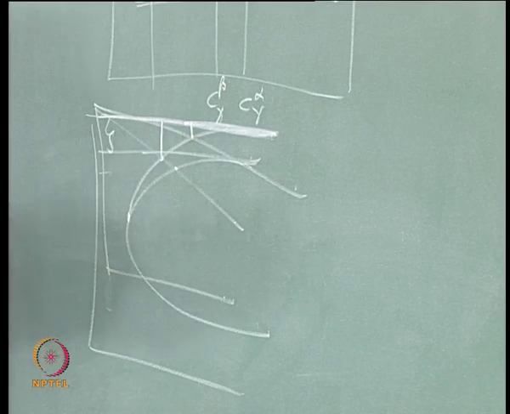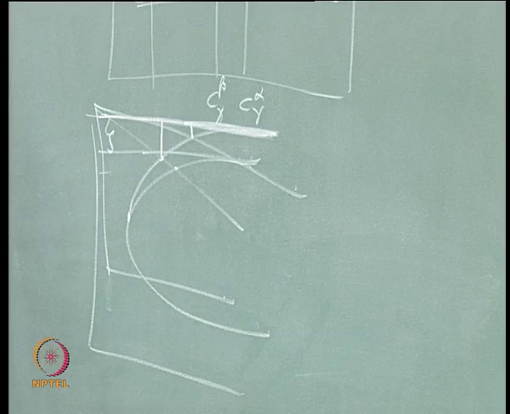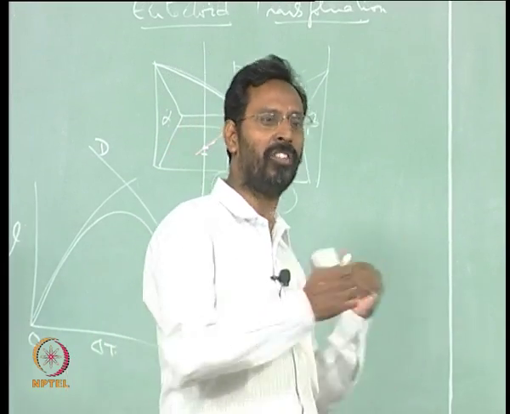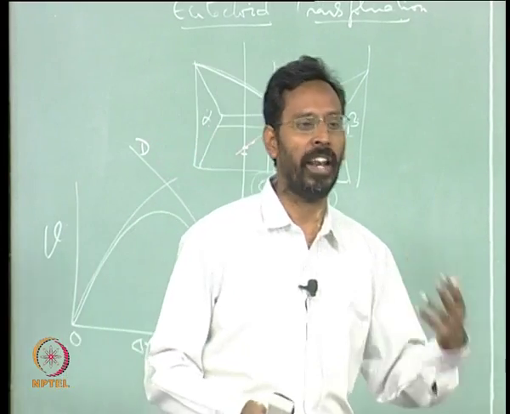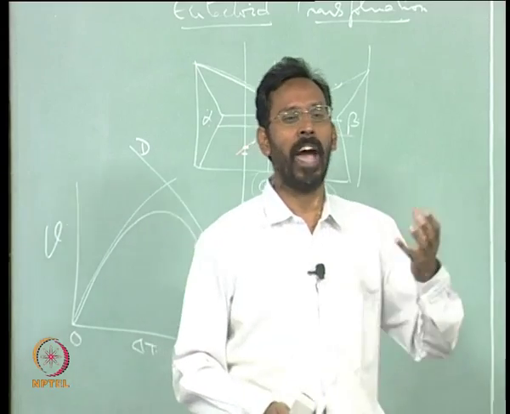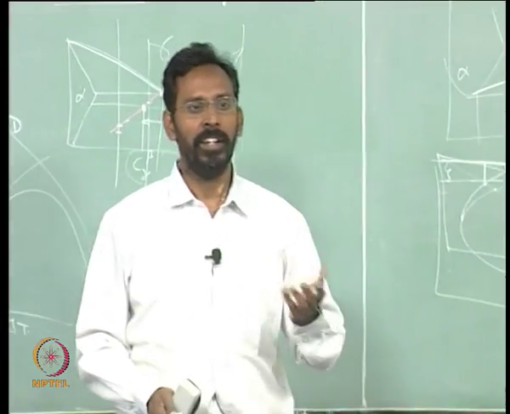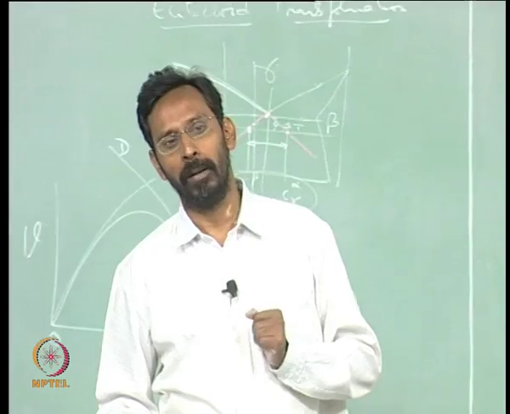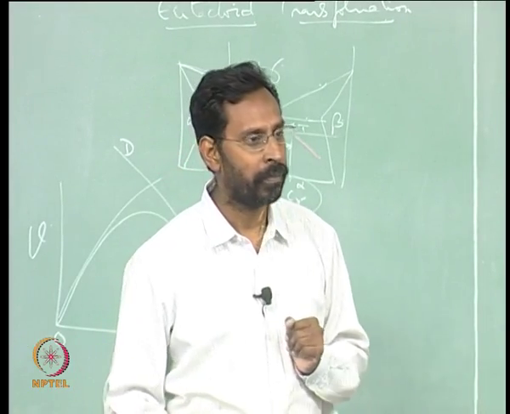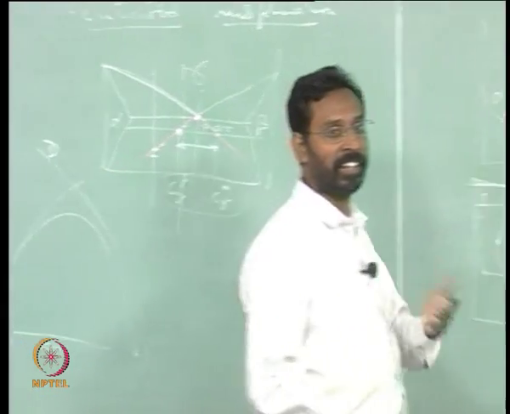So that is why, whatever we talked about in the last class about the difference between annealing and normalizing, if we extend this to a hypoeutectoid alloy, in a hypoeutectoid alloy you will see another difference: you will have a coarser alpha in a hypoeutectoid steel if you do annealing, and you will have a finer alpha if you do normalizing. That is the second thing that we have talked about.